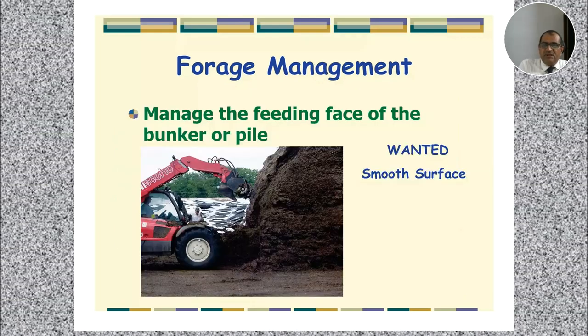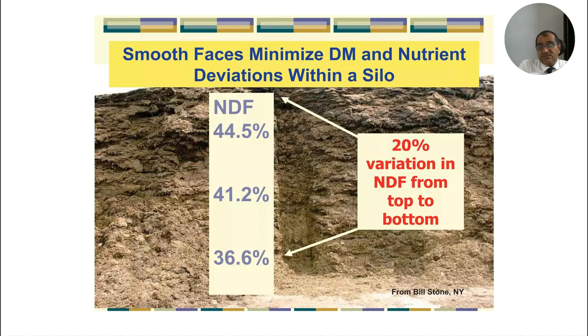Then for forage management, a bunker or pile can also be used. If you want to make a smooth surface, that can also be mechanized. Smooth faces maximize dry matter and nutrient uniformity within a silo. You can see on the left side NDF 44.5%, then the other 41.2%, then 36.6%, so 20% variation in NDF from top to bottom.